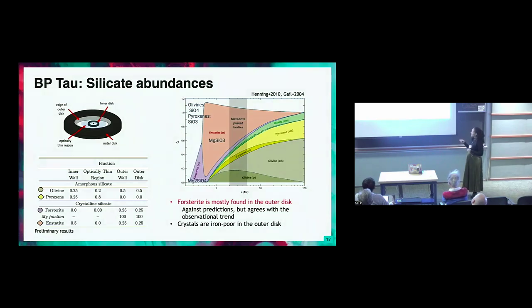We also find the crystals are iron poor, which is not extremely weird. We cannot find forsterite in the inner disk, and we cannot say anything about the magnesium composition of these silicates in the inner disk. How exactly this is related to what we see in depletion is something we're actively working on once we finalize this modeling of the SED. We don't know yet. We will, hopefully.